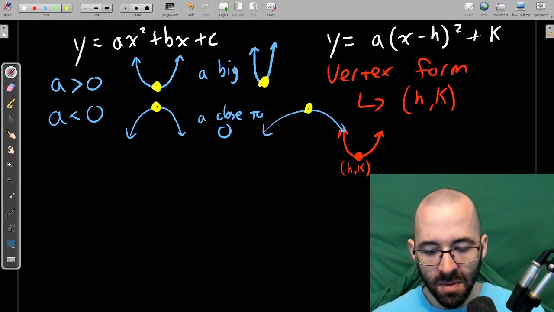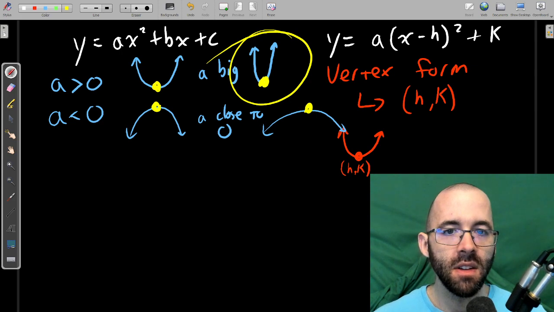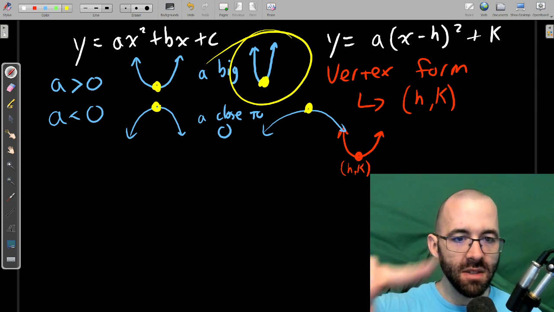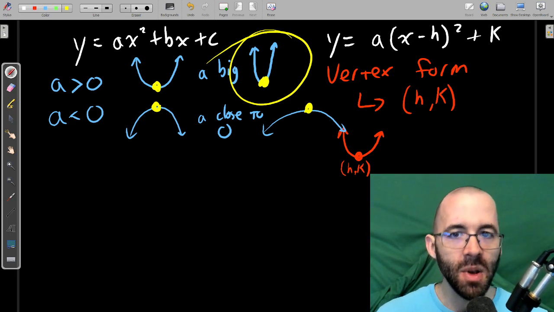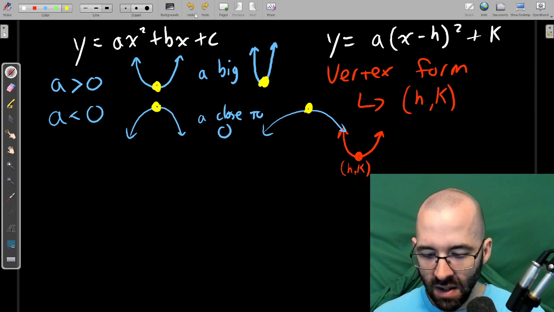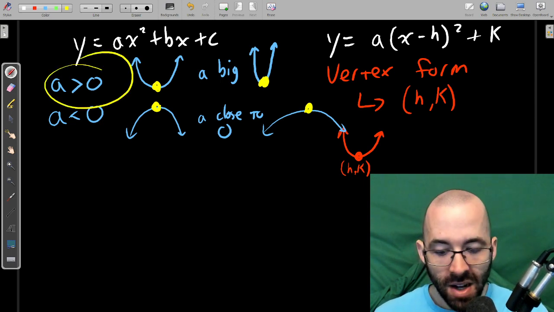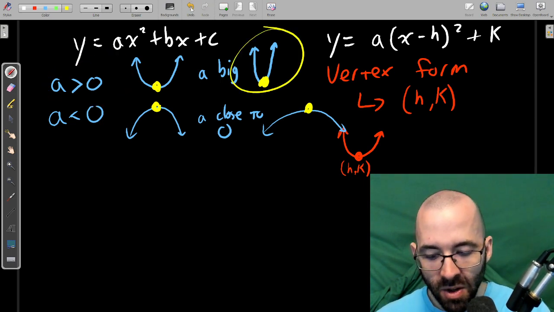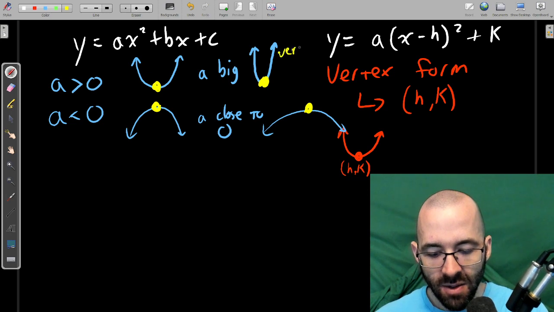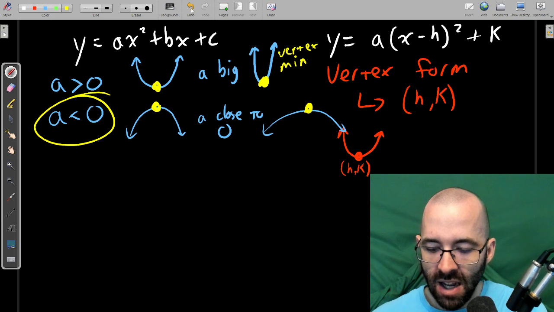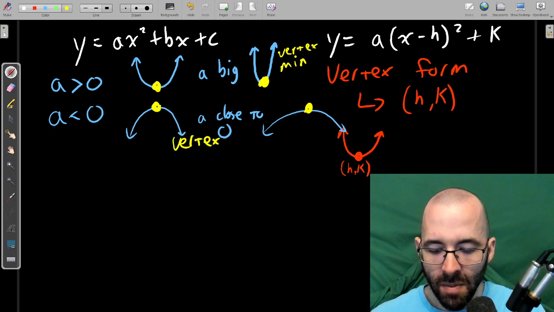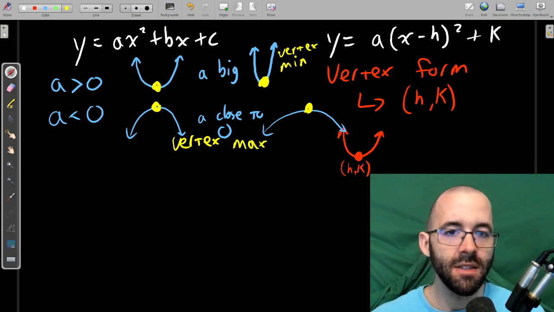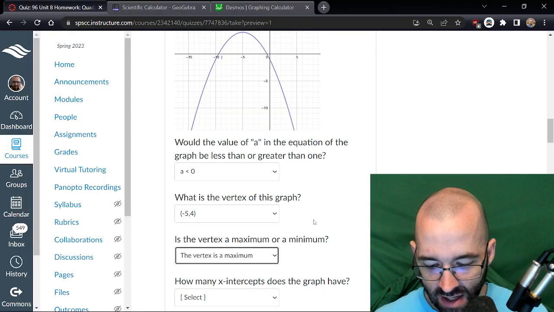Sometimes vertices are minimums, right? If the parabola is opening upwards, then the vertex is the smallest the parabola ever gets. That vertex would be a minimum in that case. So if a value is positive, that means it opens upwards. That means that the vertex will be a minimum. If the a value is negative, it opens downwards, and that means the vertex will be a maximum. That's how these things kind of tie together.